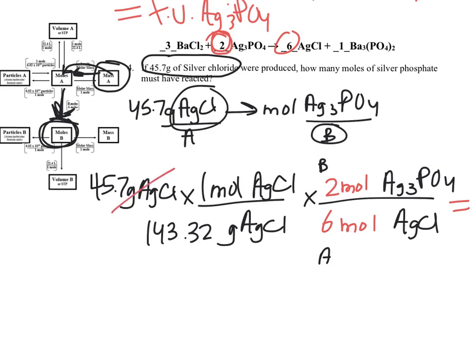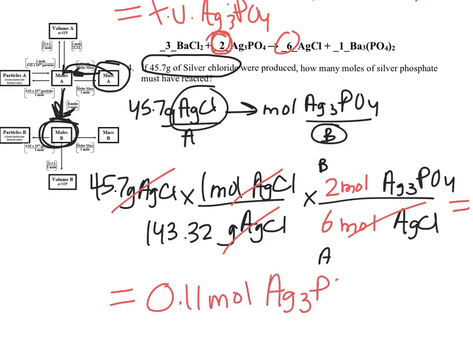Multiply by the top, divide by the bottom, all my units cancel out, and what I end up getting for number 4 is about 0.11 moles of silver phosphate, Ag3PO4. Okay? That ended up being a 2-stepper, not too bad.